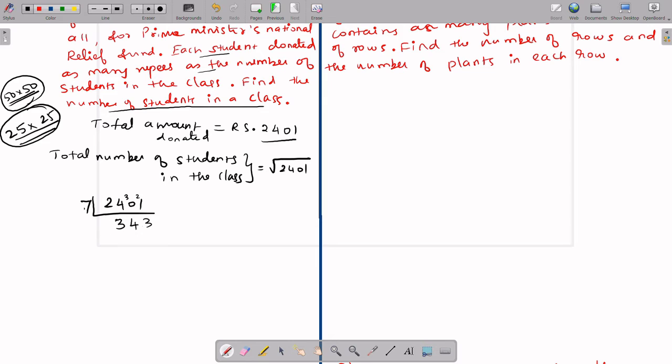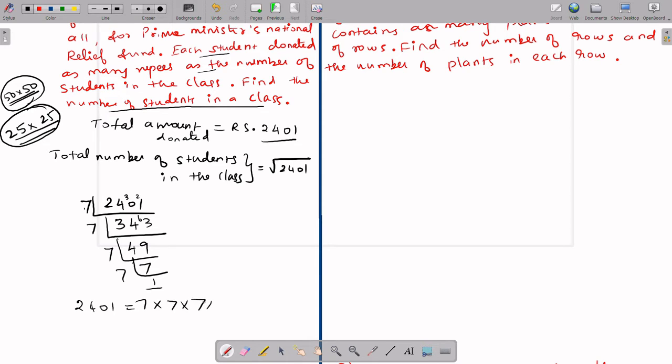Again we try with 7, because it does not go with 3 again. 4 sevens are 28, remaining you have a 6. And 9 sevens are 63. Again this goes with 7. 7 sevens are 49, and here you have a 7 1. So 2401 can be written as 7 into 7 into 7 into 7.